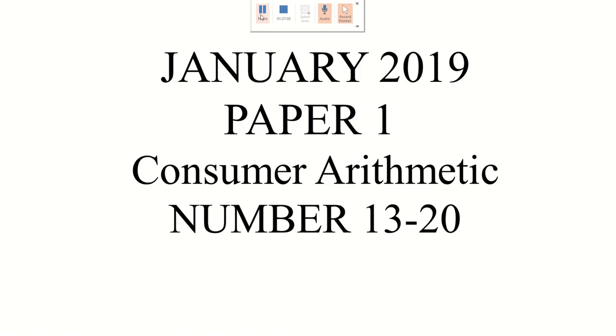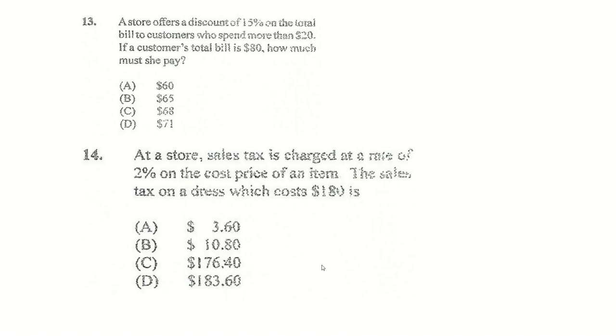So January 2019, paper 1, consumer arithmetic, numbers 13 to 20. 13. A store offers a discount of 15% on the total bill to customers who spend $20 or more. If a customer's total bill is 80, how much must she pay? So they're asking you 15%. If they pay more than 20, 80 is obviously more than 20. So 15% of 80. 15 over 100 multiplied by 80 over 1. Right?